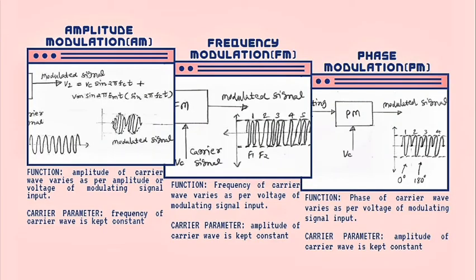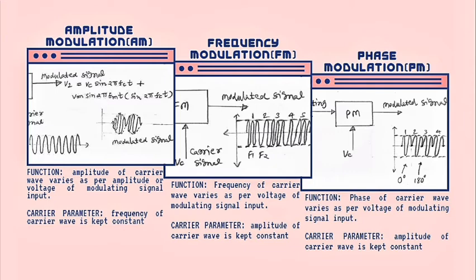And speaking of FM, PM, and AM, let's now compare the three. In terms of differences, these three differ in function, carrier parameter, and types. For the function of AM, amplitude of carrier wave varies as per amplitude or voltage of modulating signal input. As per the FM, frequency of carrier wave varies as per voltage of modulating signal input. And for PM, phase of carrier wave varies as per voltage of modulating signal input.